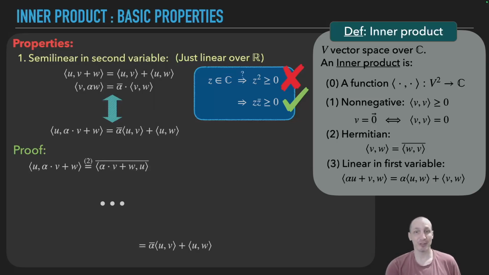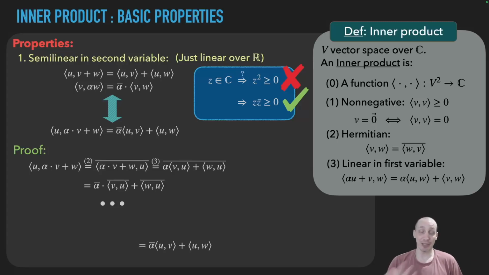I first use the fact that it is Hermitian, switch between the first and second variable, then I use the linearity. Now I use the fact that the complex conjugation by itself is semilinear, right? It is additive and the alpha comes outside with the complex conjugation. So this is what we get. And finally, we can use again the fact that it is Hermitian to get what we want.